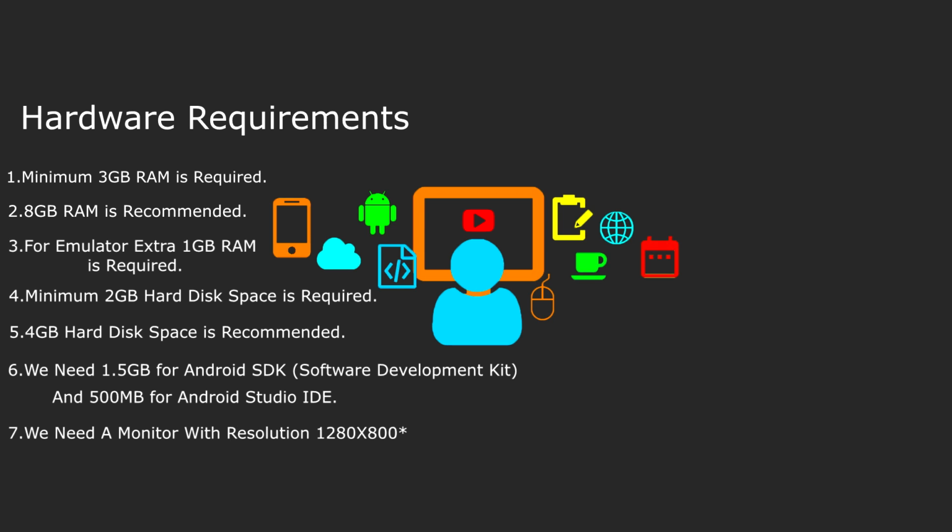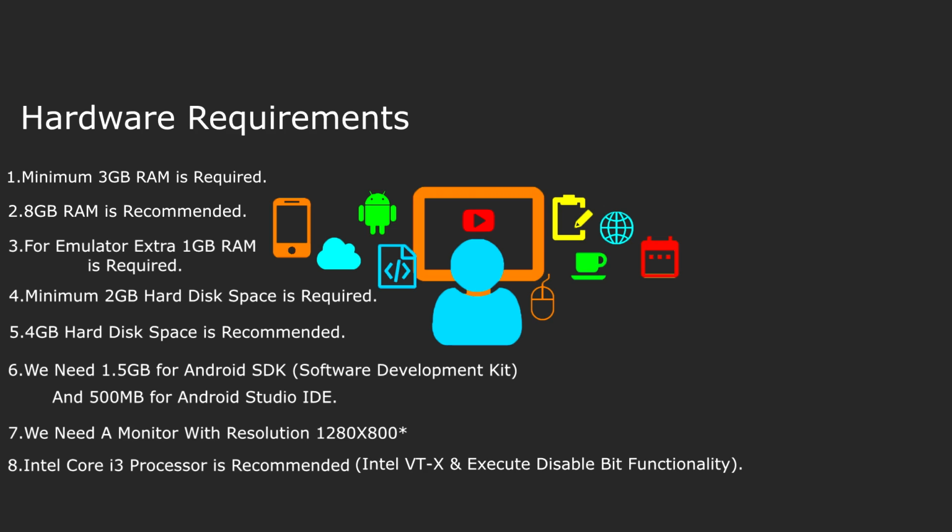Now we need a monitor having 1280 by 800 as a minimum screen resolution, and if you are going to use the accelerated emulator, an Intel i3 processor is recommended for carrying out the application development. That includes some features that are needed for accelerated emulators, such as Intel VT-x and execute disable bit functionality, or AMD-V, which we will discuss while doing the actual application development. So these are the hardware requirements to carry out Android application development on your workstations. So make sure you have fulfilled the mentioned hardware requirements.